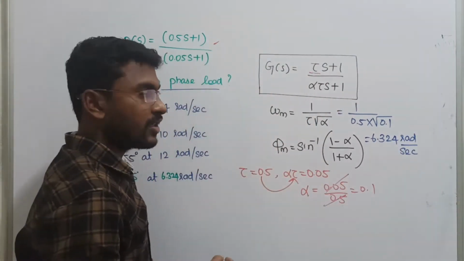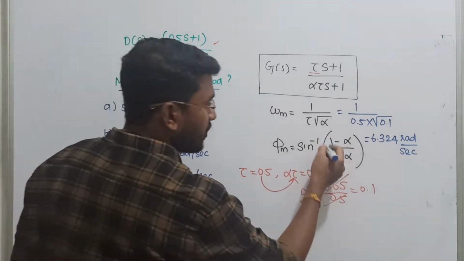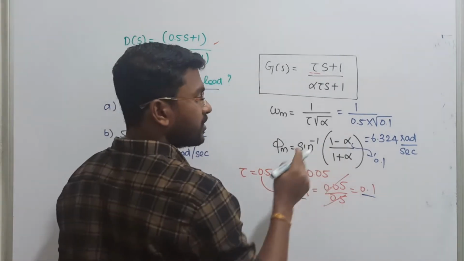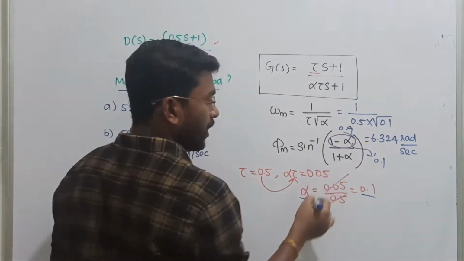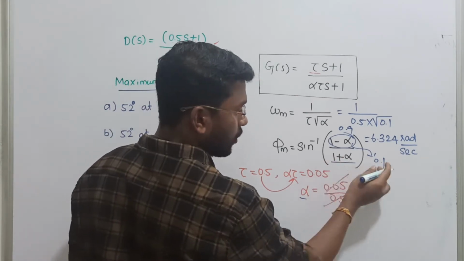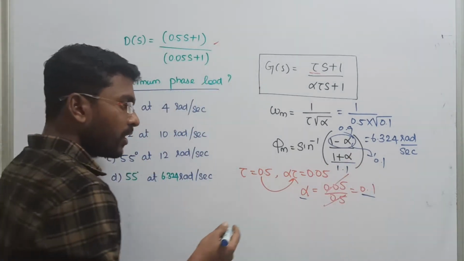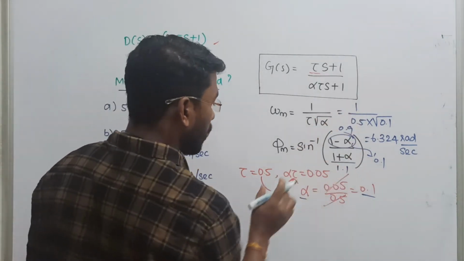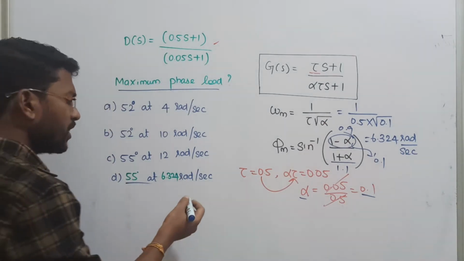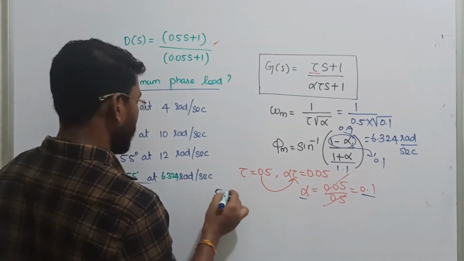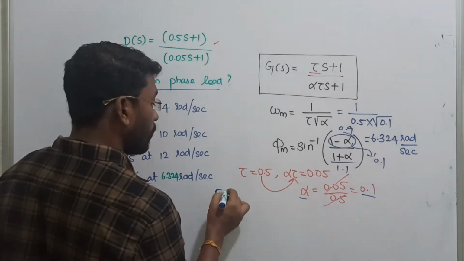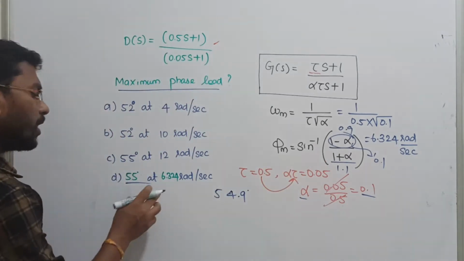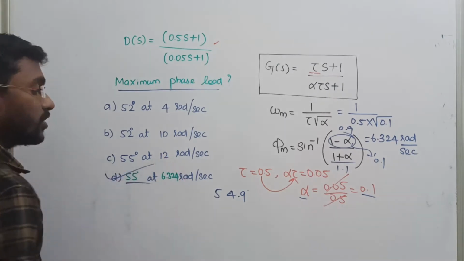Clear? Frequency done. The corresponding phase angle is going to be, just take this formula and replace alpha by 0.1. So 1 minus 0.1 will give you 0.9, divided by 1 plus 0.1, which gives 1.1. Substituting these two values, sine inverse of 0.9 divided by 1.1 will give you exactly 55 degrees. Of course, the exact value is 54.9 degrees, but approximately that is equal to 55 degrees. So the correct answer for this question is option D.